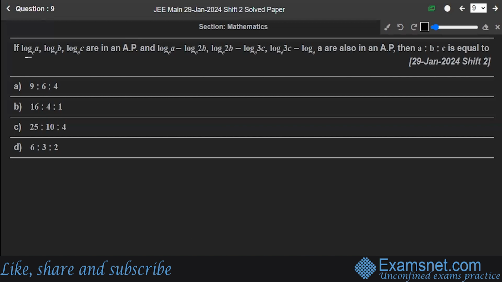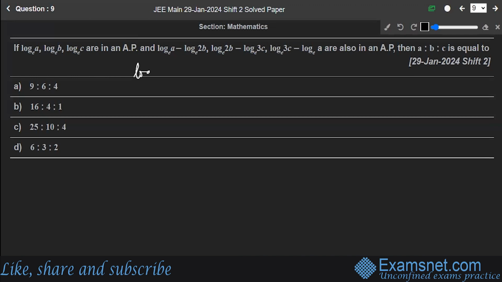Question number 9 says log A, log B, log C, all natural logs, they are in AP. And this log, this, and this, they are also in AP. You have to find out the ratio of A is to B is to C. First thing, you are given two APs over here.